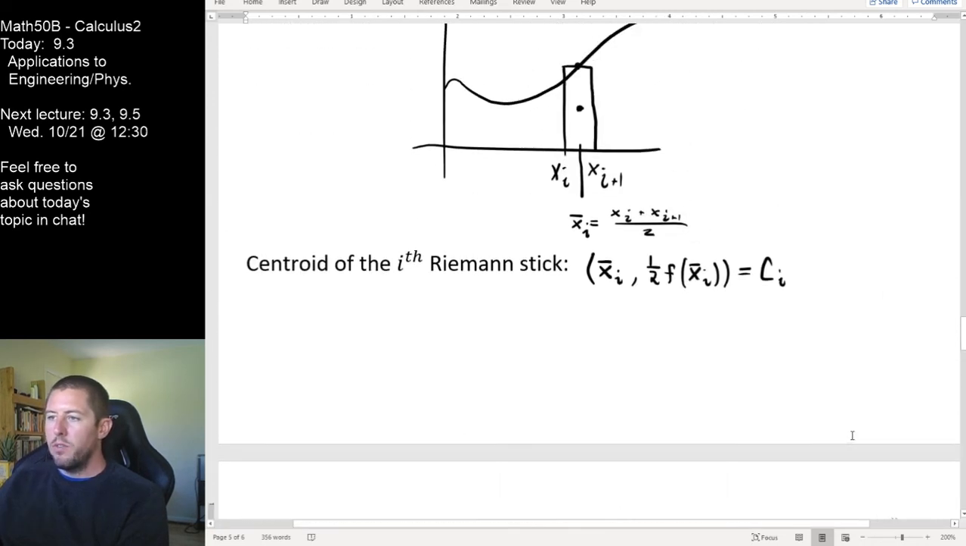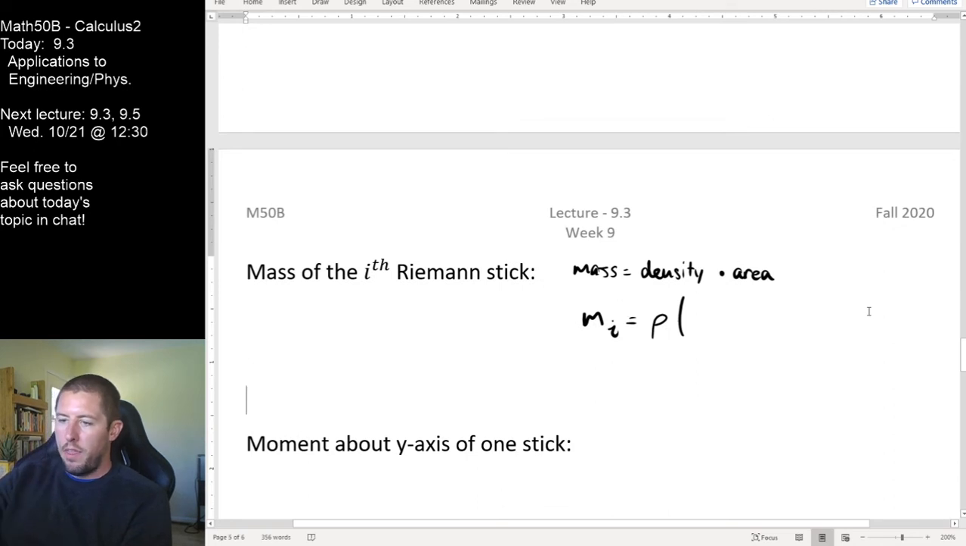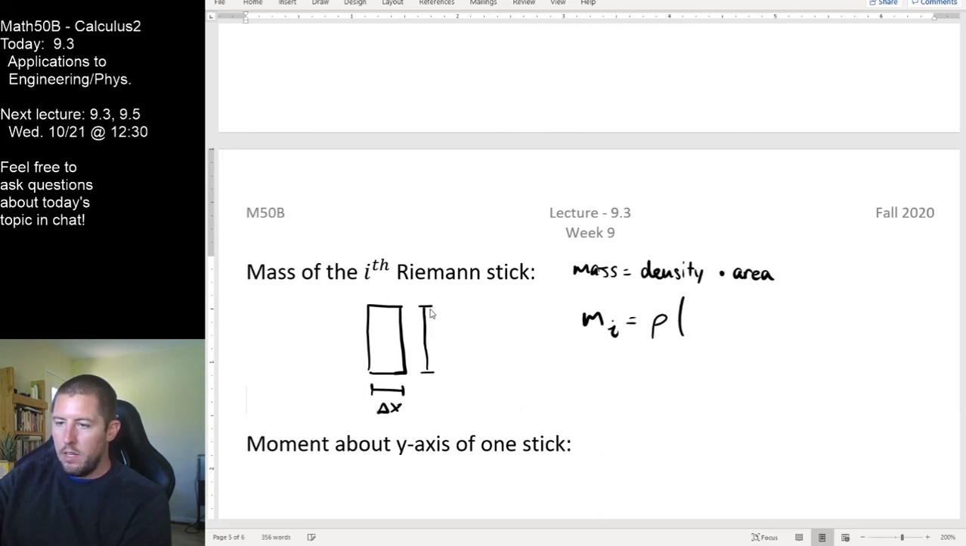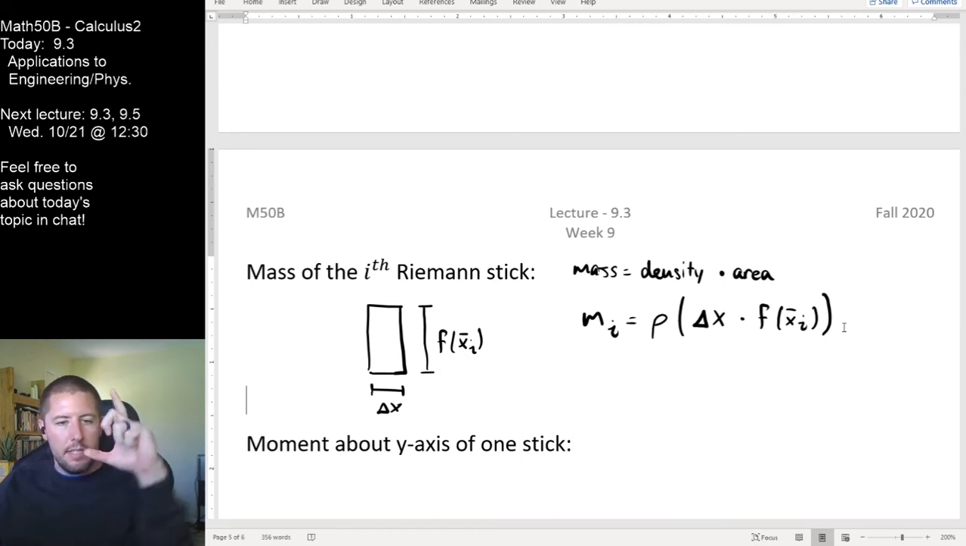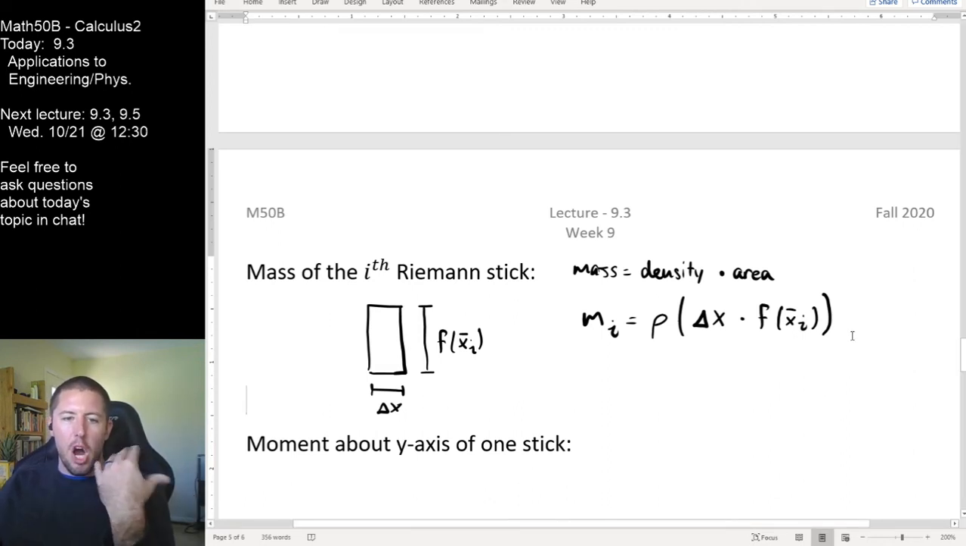And what is the area of one Riemann stick? Well, the width here is delta x. And what is the overall height of the Riemann stick? It's f of x bar sub i, because we're measuring those things at those barred heights right there. So I'm going to get here delta x times f of x bar sub i, right? So this is the overall mass of a single Riemann stick. It's the density of the Riemann stick times the area of the Riemann stick. It's just a delta x times an f of x, but we're measuring that height from that middle location right there, so it's the x bar sub i. It's halfway between x sub i and x sub i plus 1.